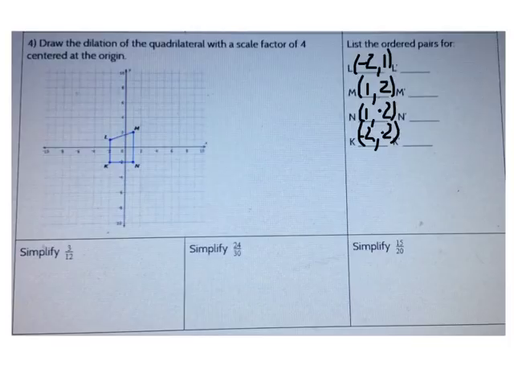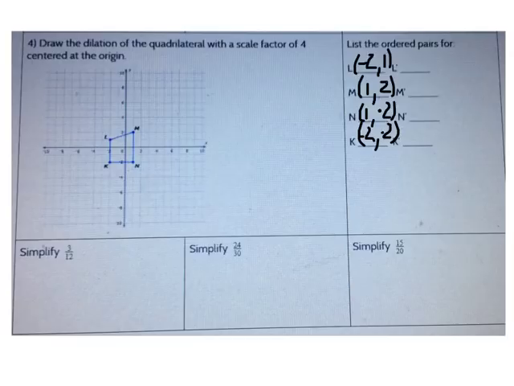Point L is located at -2, 1. Point M is located at 1, 2. Point N is located at 1, -2. And point K is located at -2, -2. Now let's find the new ordered pairs for our dilated shape by multiplying each ordered pair by 4.